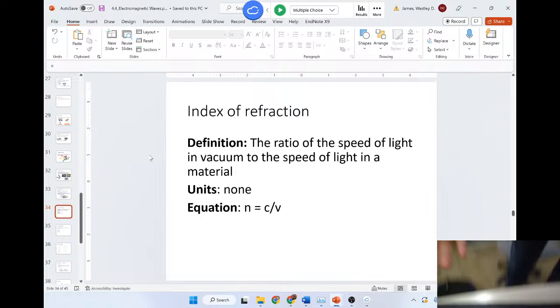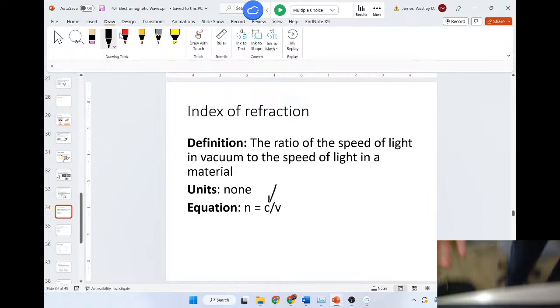It is a ratio of the speed of light to the velocity in that material. And because it's a ratio, the units for c are meters per second, the units for velocity are meters per second. If you do meters per second divided by meters per second, there's no units. It's basically how much slower does light travel in that material compared to in a vacuum at its maximum speed.